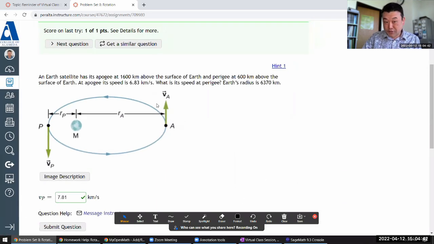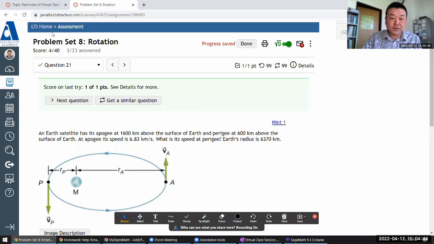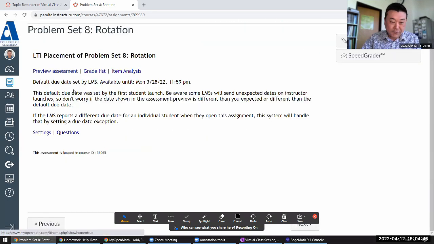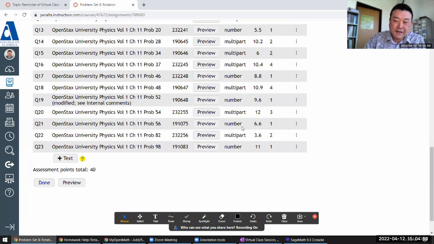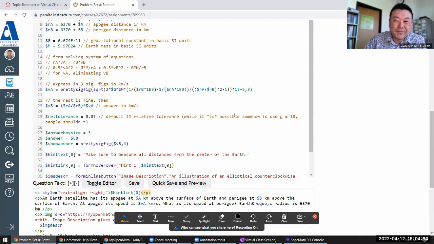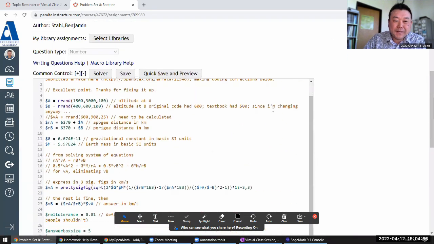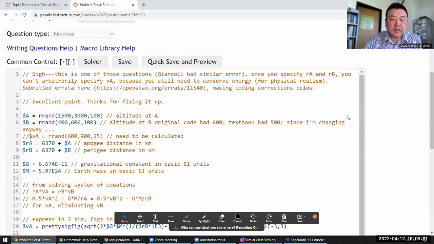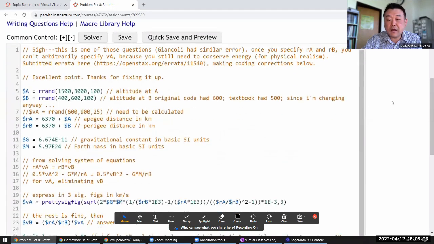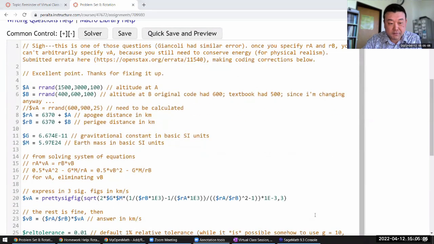So for this question, you can actually use conservation of energy, and the question has been painstakingly programmed to exactly allow you to do that, because the system doesn't randomly generate those distances. I mean, a portion of it gets randomly generated.